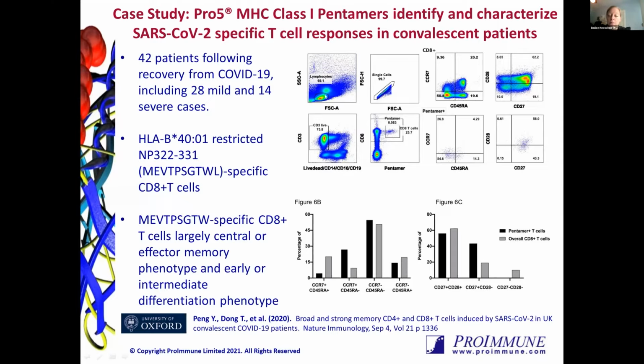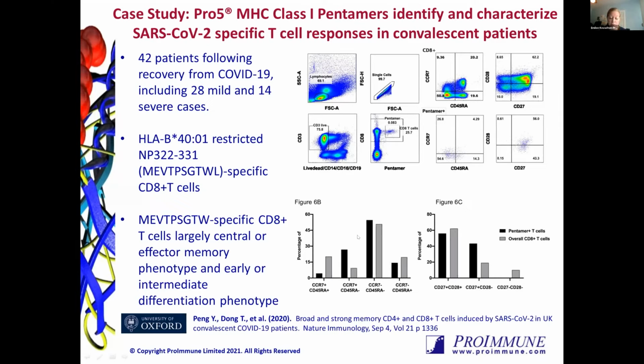So of course they're gating on their lymphocyte population, singlets, and then gating CD3 and live cells. And then from there they selected for the CD8 positive, pentamer positive CD8 T cells. And within the CD8 positive and pentamer positive populations, they looked at these various markers, including CCR7, CD45RA, CD28, and CD27. And from this, they did determine that a large portion of these cells were central or effector memory phenotype, and they had an early or intermediate activation status.